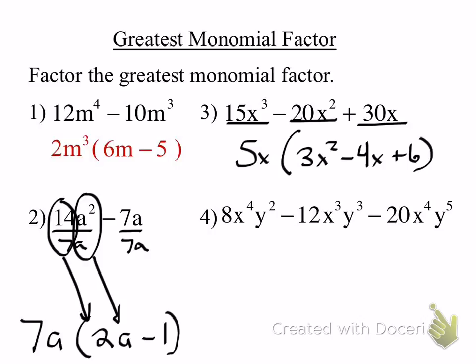Last one, what's the GCF? Caleb? 4. And what's the greatest amount of x's? X to the 4th. Okay, I have 4. The least is x to the 3rd. Okay, well, but you tell me. Oh, x to the 3rd. And what's the greatest amount of y's I can divide out? Y squared. Now, what's left when I divide this whole thing by that?